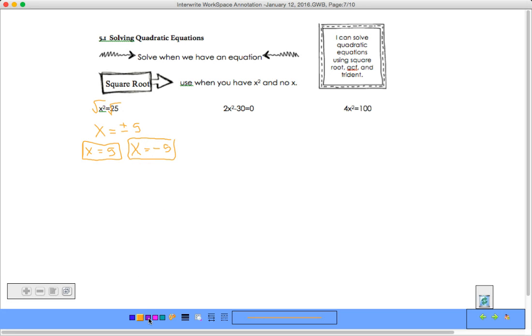Now sometimes we have a step before we can do that, like this one right here. I have to have x squared by itself before I can even attempt this method. So here I'm going to add 30 over first, which gives me 2x squared equals 30. Then I divide by 2 to get that x squared by itself. There, now that I have that by itself, I'm ready to take the square root.